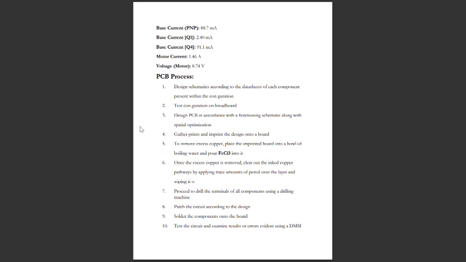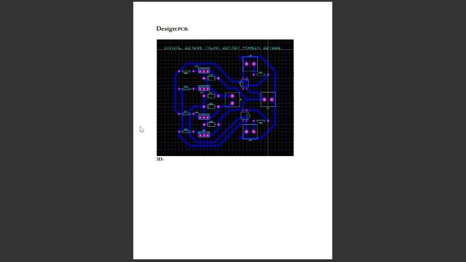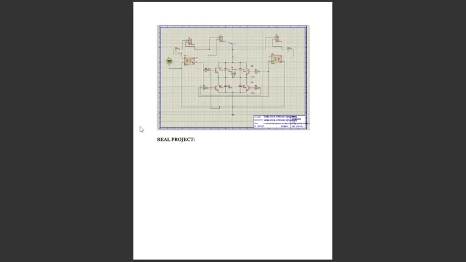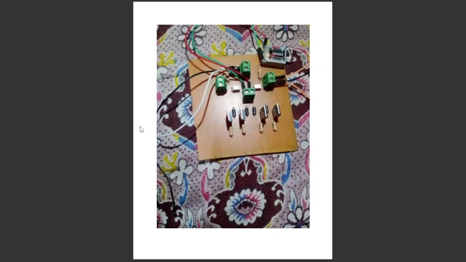Proceed to drill the terminals of all the components using a drilling machine. Patch the circuit according to the design. Solder the components on the board. Test the circuit and examine results or errors using a DMM. This is the PCB design. This is in 3D. This is the real project after the completion of our circuit.